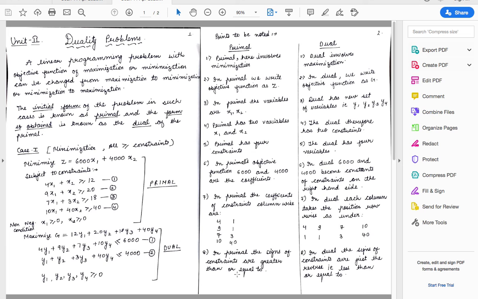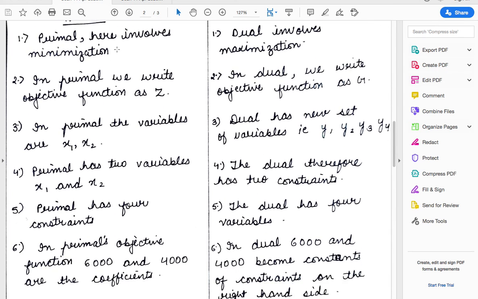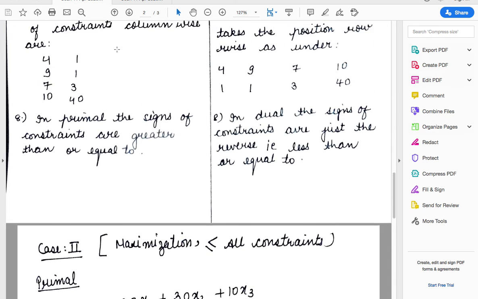In primal, the signs of constraints are greater than or equal to. In dual, the signs of constraints are just the reverse, that is less than or equal to. You can see here the signs are greater than or equal to, which are turned into less than or equal to. So this was case 1. Now I will take one more case today, that is case 2.